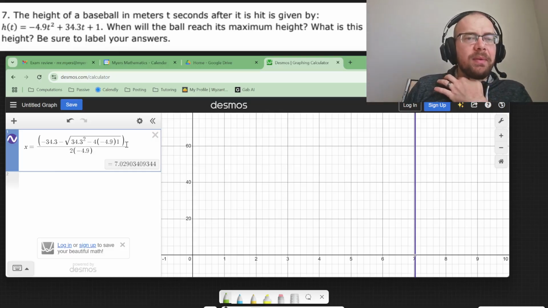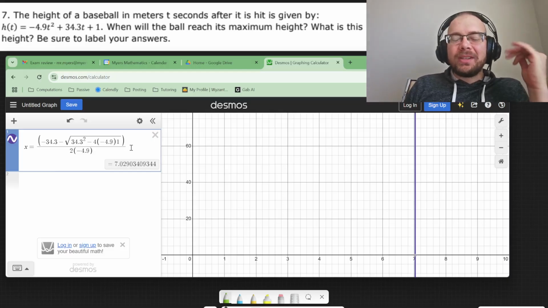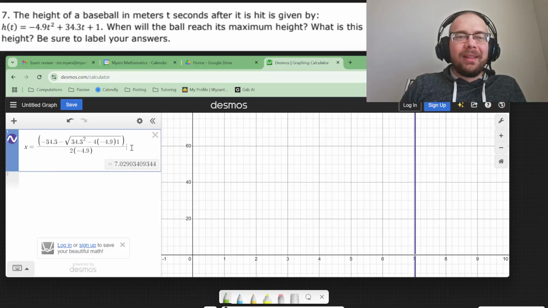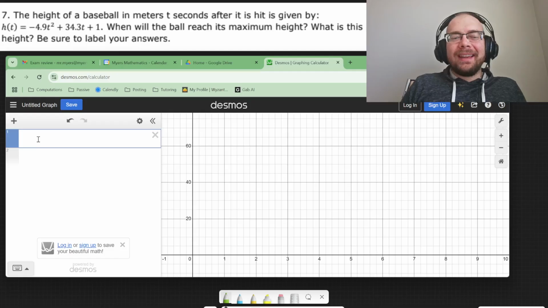So let's see. That ends up being, oh, you know what? I apologize. We did the quadratic formula, which found the x-intercepts. Wrong formula. Hold on, let's go back. So that was how you find the x-intercepts, but we want the max height. So actually we want to use a different formula. We want to use h is equal to negative b over 2a.